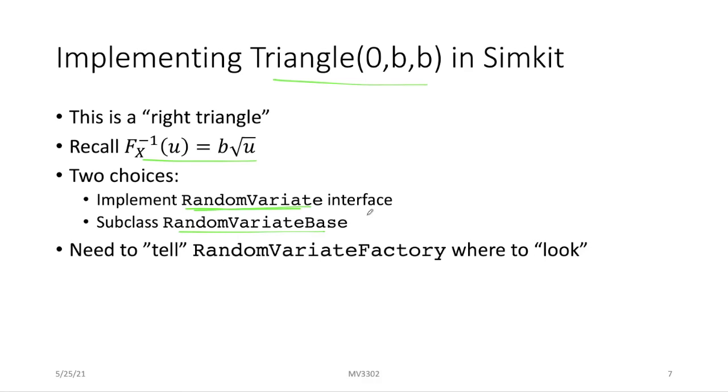So what I'm going to do is choose the first choice here, just to show you all of the details of that. And this, I believe, will answer the question that was just raised. And then all we need to do is tell the random variate factory where to look, and then it will be able to find our stuff. I'll show you what that's about.